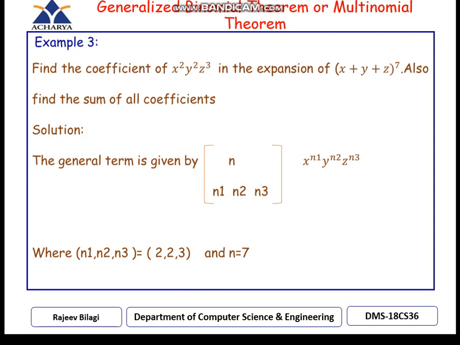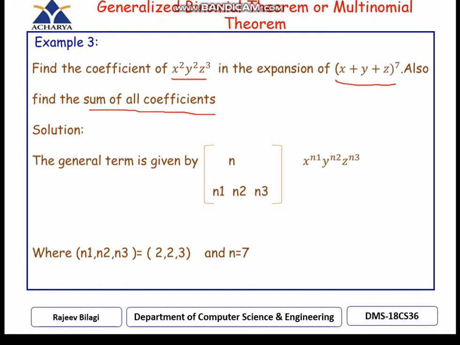So another problem, which is of the type where x plus y plus x1 plus x2 plus x3 up to xn to the power of n. So find the coefficient of x square y square z cube in this particular expansion, x plus y plus z to the power of 7, and also find the sum of all coefficients.